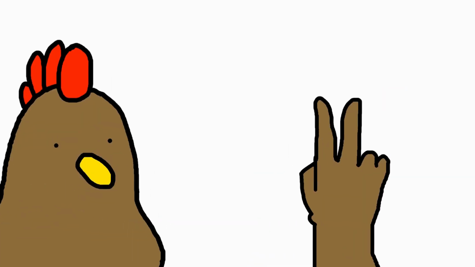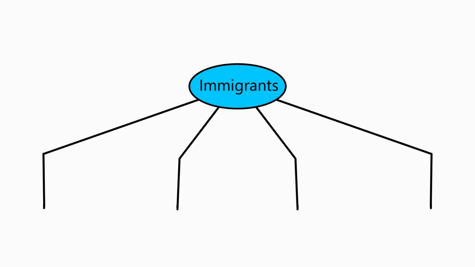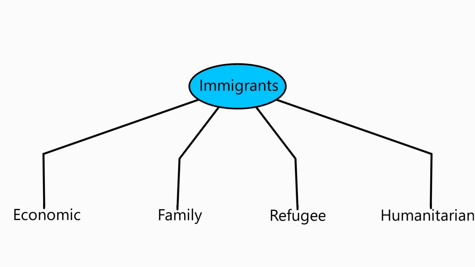Canada has two key differences in how it deals with immigration. The first is how immigrants are classified. Canadian immigrants are split into four major categories, those being economic, family, refugee, and the humanitarian class.